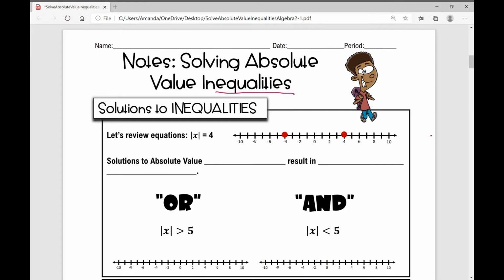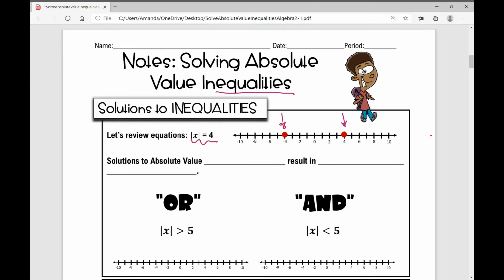When we review absolute value equations, which we did yesterday, in our most basic example, the absolute value of x equals 4, what are the possible solutions of our variable? What could x be? x could be 4, or x could be negative 4, because the absolute value of either of those numbers is positive 4. So we had two solutions.